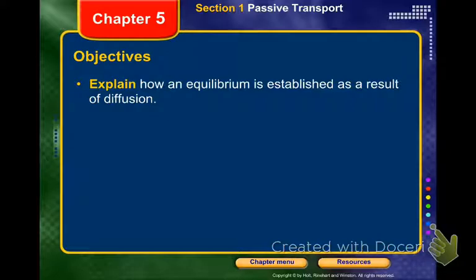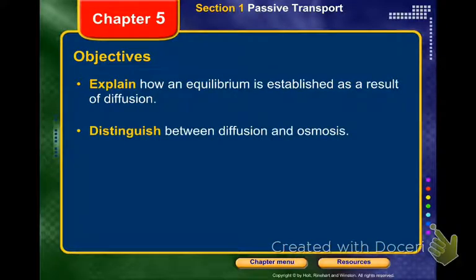So don't forget, you've got to go back and review your organelles in chapter 4. Okay? So we need today to talk about equilibrium and what that means, and look at the differences between diffusion and osmosis. Don't forget, you're supposed to be filling in a word wall as we go through this.